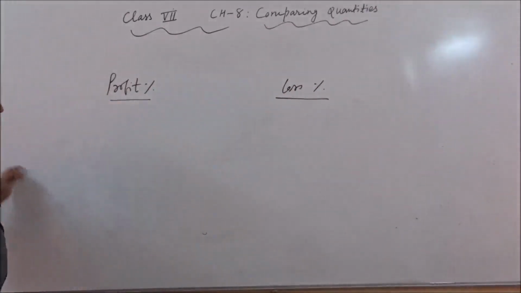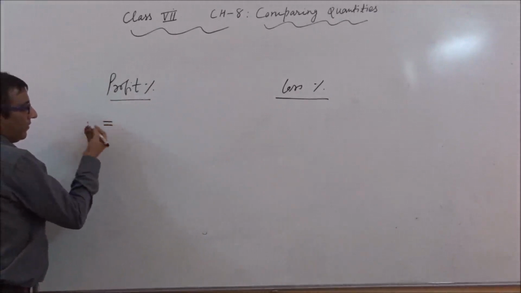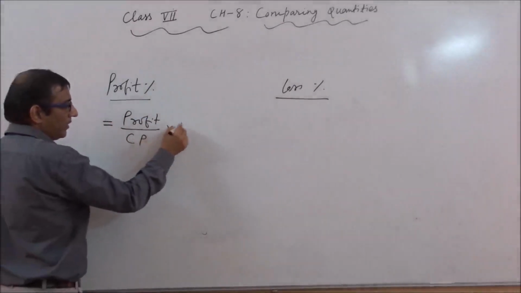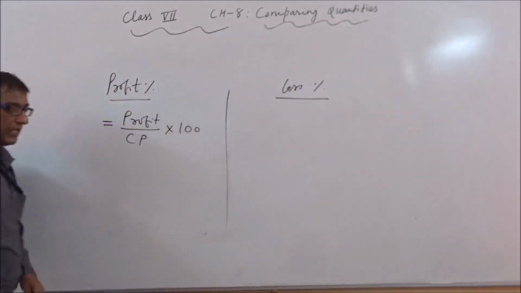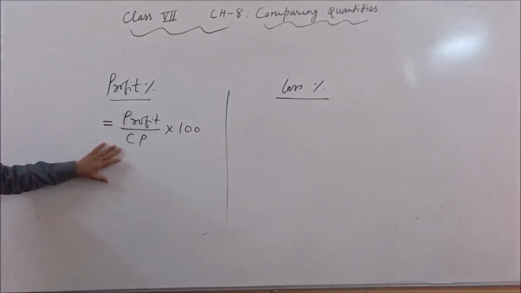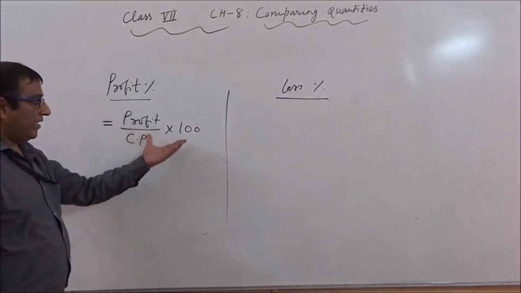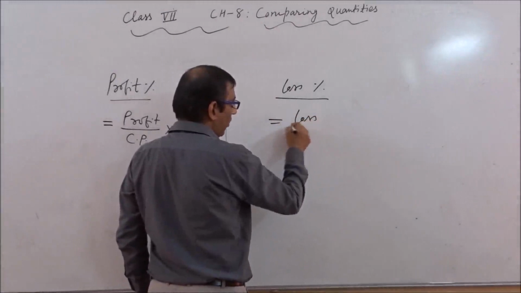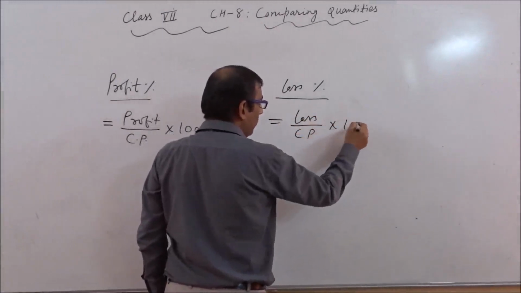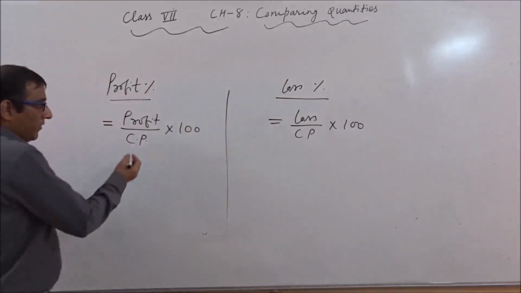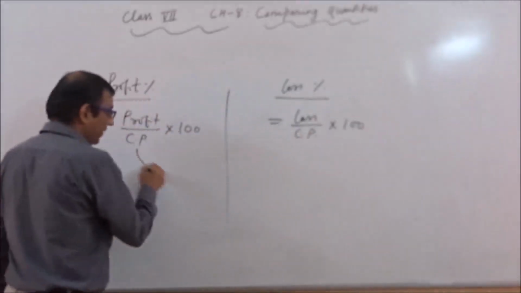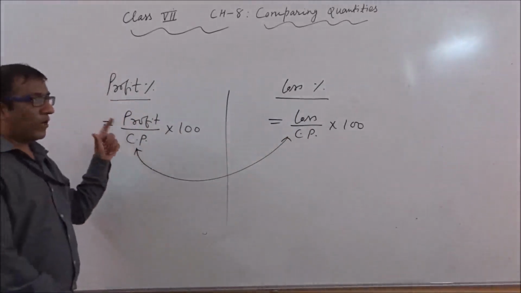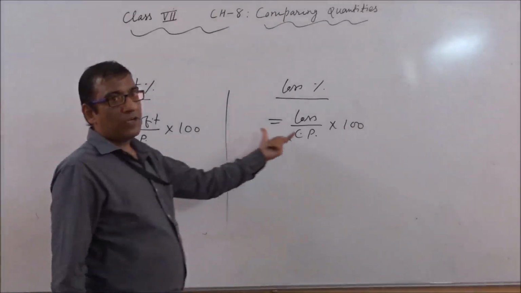What is the meaning of profit percentage? Profit percentage is equivalent to profit upon CP into 100. If we divide profit by cost price and multiply by 100, it is profit percentage. Loss percentage means loss upon CP into 100. So the thing which is common here is cost price. That's why I said profit percentage and loss percentage both are always calculated on behalf of cost price.